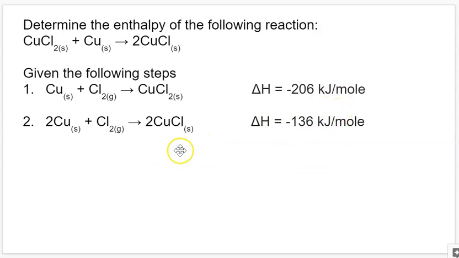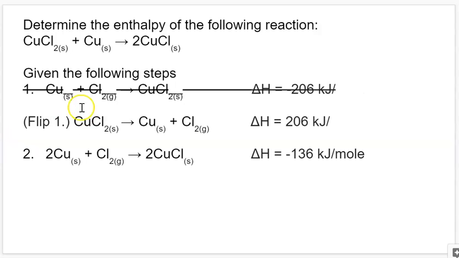So let's see. I need to get the copper 1 chloride on the product side and the copper 2 chloride on the reactant side. I can see here copper 2 chloride is on the product side, so I'm going to want to flip this first reaction. So I can cancel that out. I flip it. I change the sign.